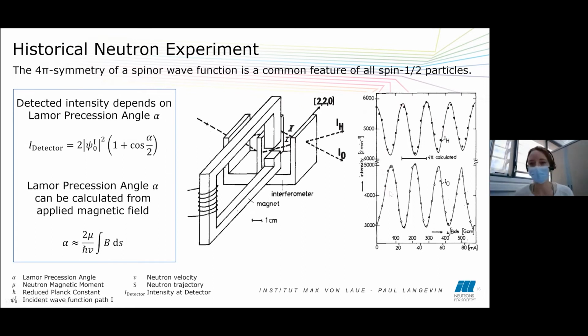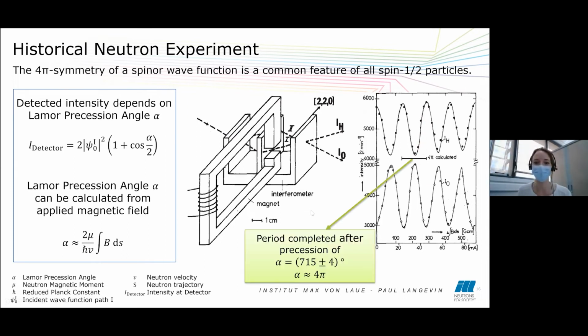And what was then done was to observe, okay, how long is the period of such an observed oscillation? And it was found that one period was completed after a precession angle alpha of 715 plus minus 4 degrees, which almost corresponds to 720 degrees, which corresponds then to a 4-pi rotation. So this was a very fundamental experiment, carried out quite some time ago.